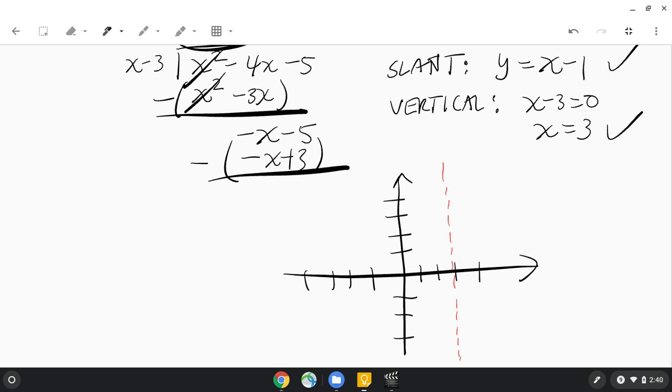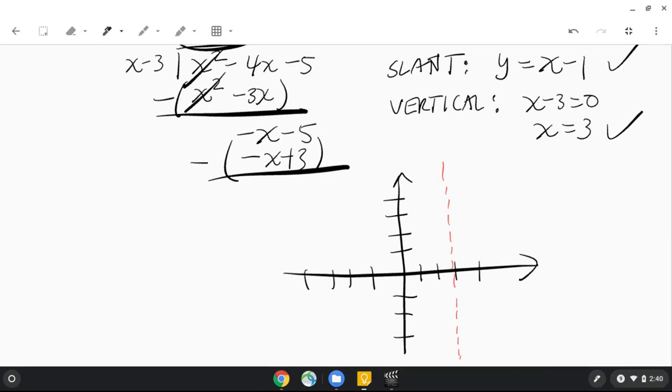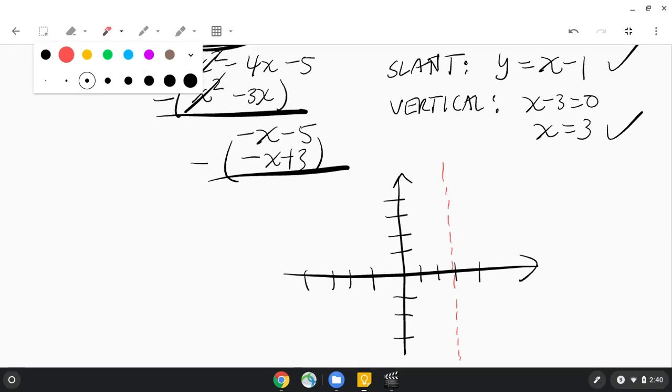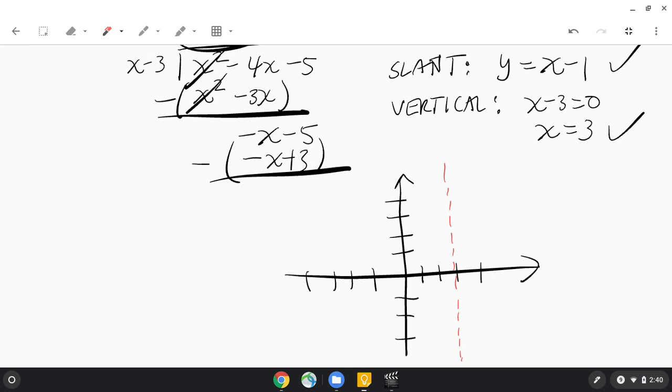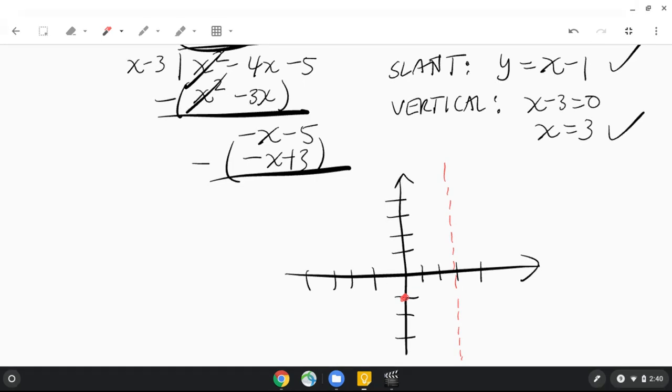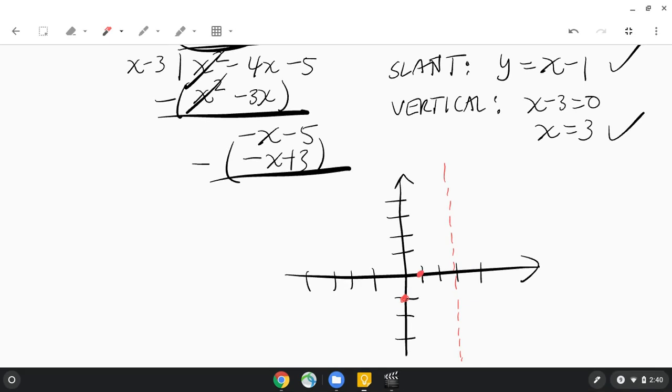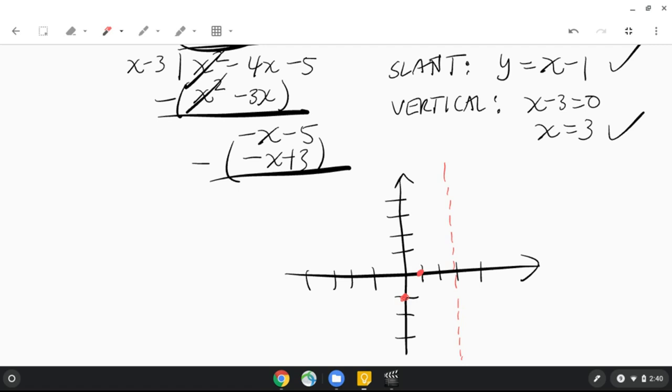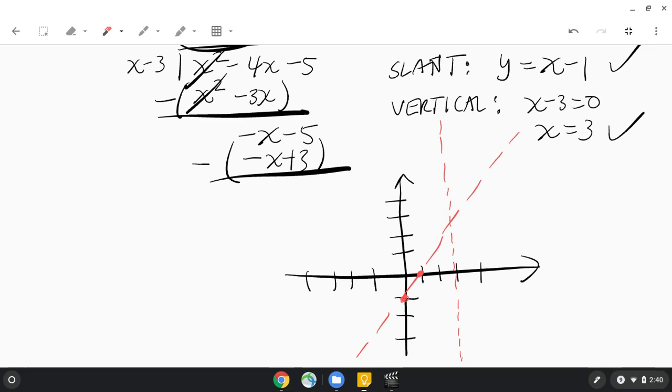Okay, so using the shortcut method over here, we're going to plot our point at our y-intercept at -1. Then our slope is 1 over 1, so we're going to rise 1, run 1, and that puts a point right over here. And so this is going to be my slant asymptote. But you still see the 4 quadrants created by these 2 asymptotes.